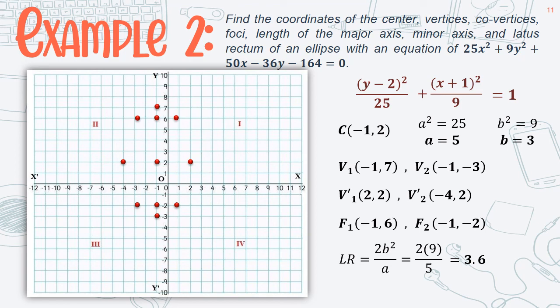So now that we can clearly see the behavior and orientation of our graph, we can now connect the endpoints and vertices of our ellipse. So there is the graph for 25x squared plus 9y squared plus 50x minus 36y minus 164 is equal to 0.